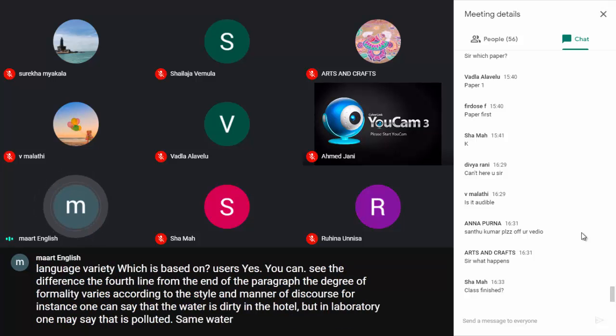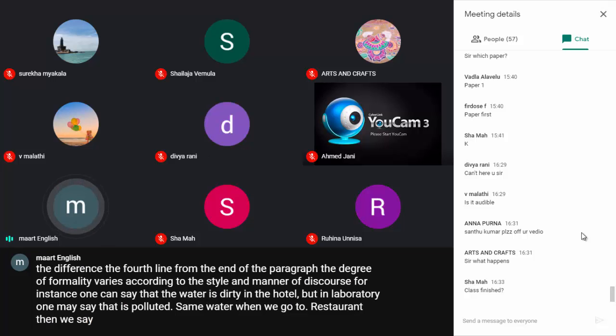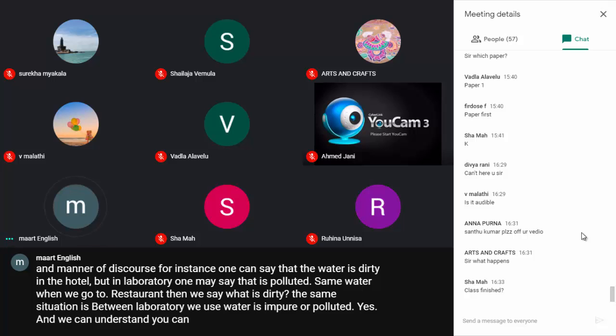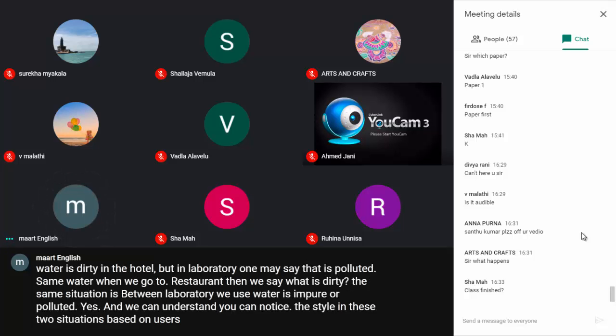When we go to a restaurant, we say the water is dirty. The same situation is faced in a laboratory, and we say the water is impure or polluted. We can notice the style in these two situations based on users, in the words that we use.